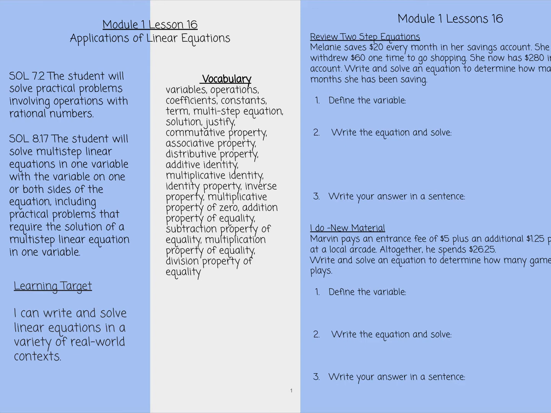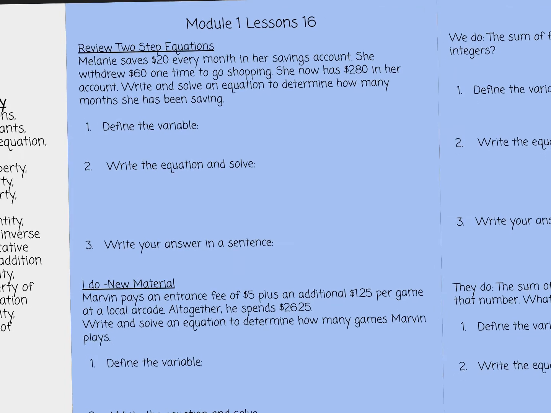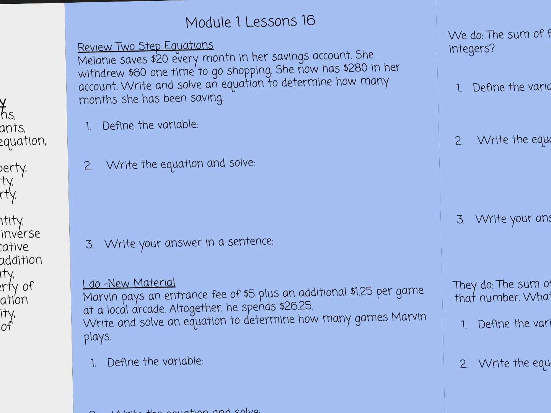All right, so before getting started, let's take a little bit of review, just looking at our two-step word problems. So it says, two-step equations review. Melanie saves $20 every month in her savings account. She withdrew $60 one time to go shopping, and she now has $280 in her account. Write and solve the equation to determine how many months she had been saving.